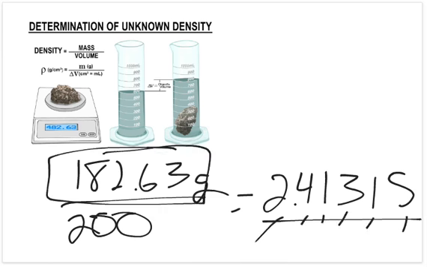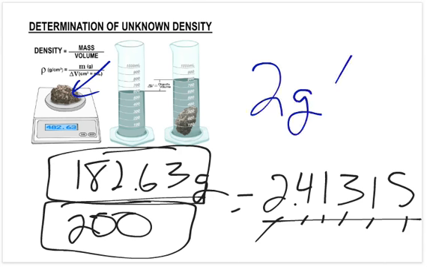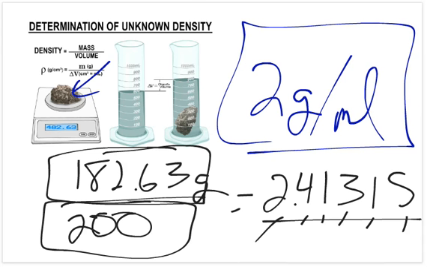Our mass answer only had 5. Our volume answer actually only had 1. So really the level of accuracy we could report for the solid is just 2 grams per milliliter. And this is going to be very important when we go forward into our laboratory calculations, that we don't assume that we are more accurate than what our data gives us.